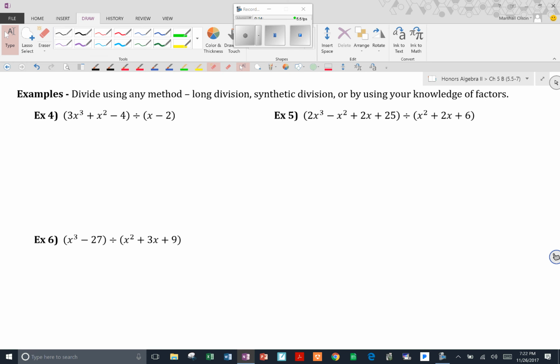All right, so we're going to do some division here. You can use any method: long division, synthetic division, or your knowledge of factors. Okay, we'll get to that in a second. So when we look at example 4, it says divide by x minus 2. That is a linear binomial whose coefficient is 1. So synthetic division is okay.